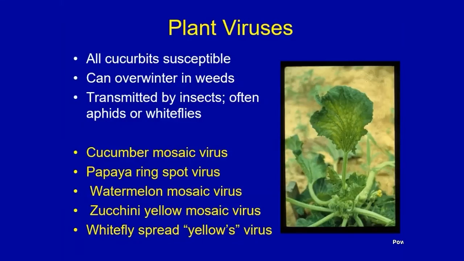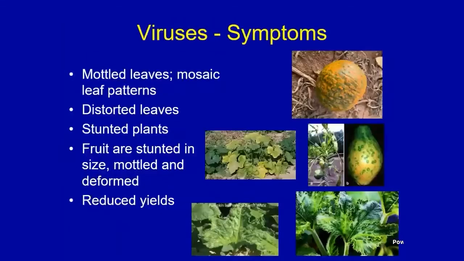And with global warming, as it heats up and the winters get milder, these yellows viruses might become more of a problem as whitefly populations overwinter farther north in Alabama, we think.